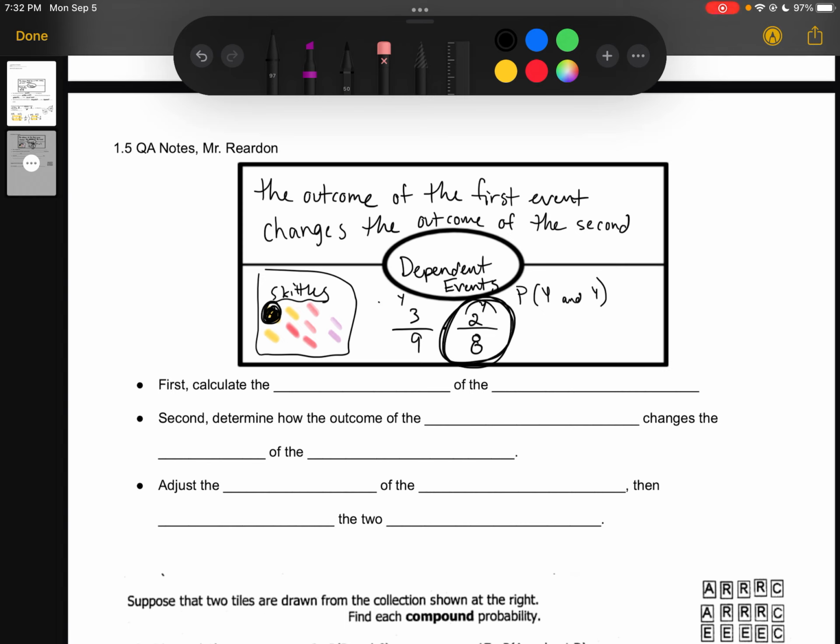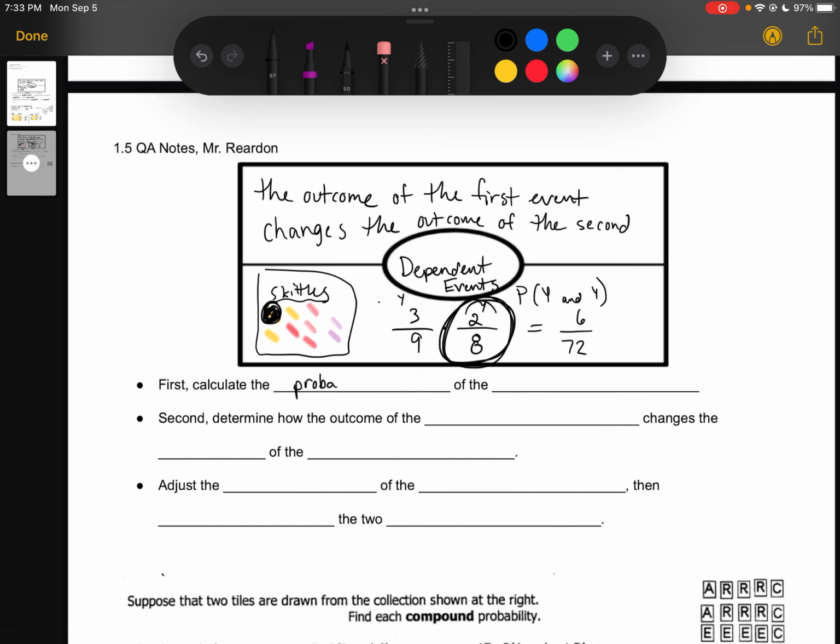So because this second event is changed by eating the first Skittle, that's how we know that it's a dependent event. So our probability of 2 yellows in this case would be 6 out of 72, or 1 out of 12. Again, totally fine if you want to simplify or not. It does not matter to me. But the big idea here is that when we're going through and calculating these, we have to be sure: is that second event changed by eating that first Skittle, by having that first event?